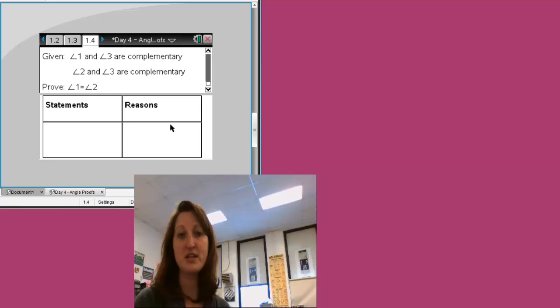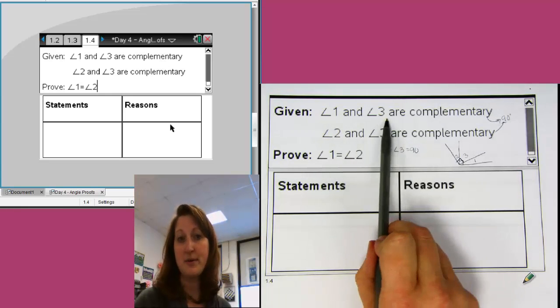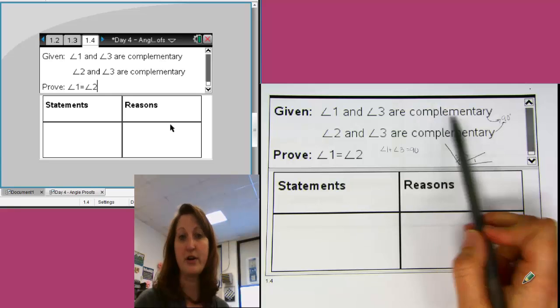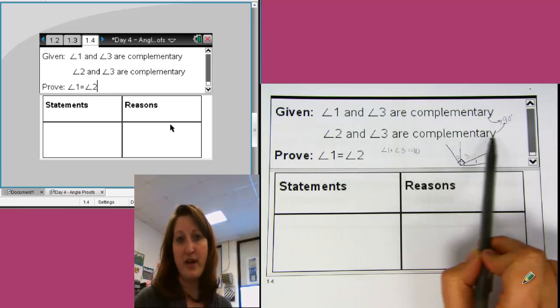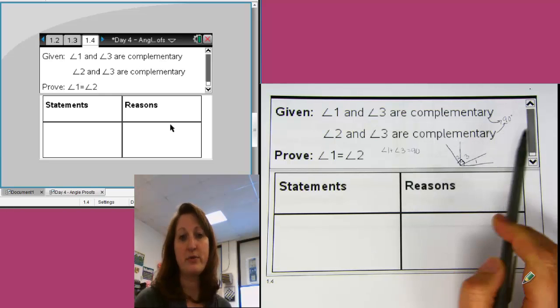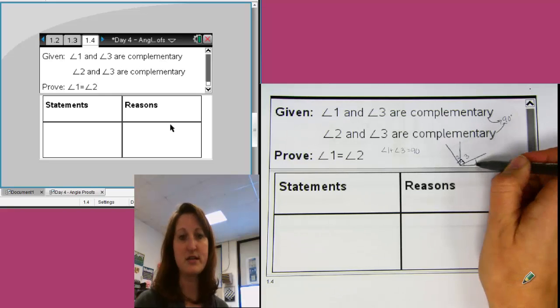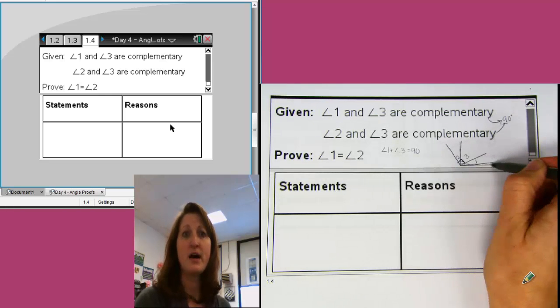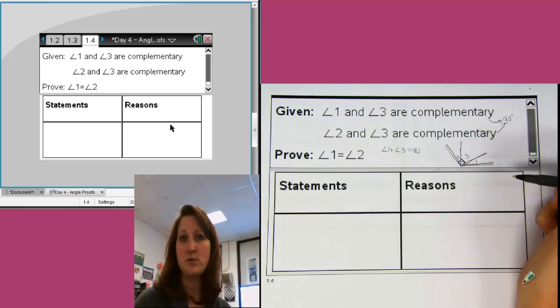So, for today's video, really all I'm going to do for you are two proofs. The first one, if we take a look at what we're given, that angle 1 and angle 3 are complementary, and angle 2 and angle 3 are complementary. If we want to, we could draw a picture of that, where angle 1 and angle 3 form 90 degrees, and then 2 and 3 form 90 degrees. Since 3's in both of them, they should share angle 3. And what we want to do is prove that angle 1 is equal to angle 2.